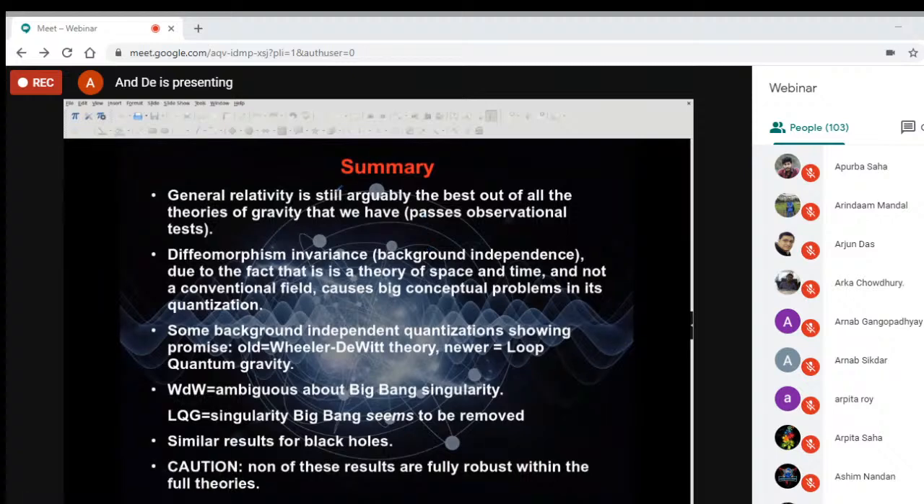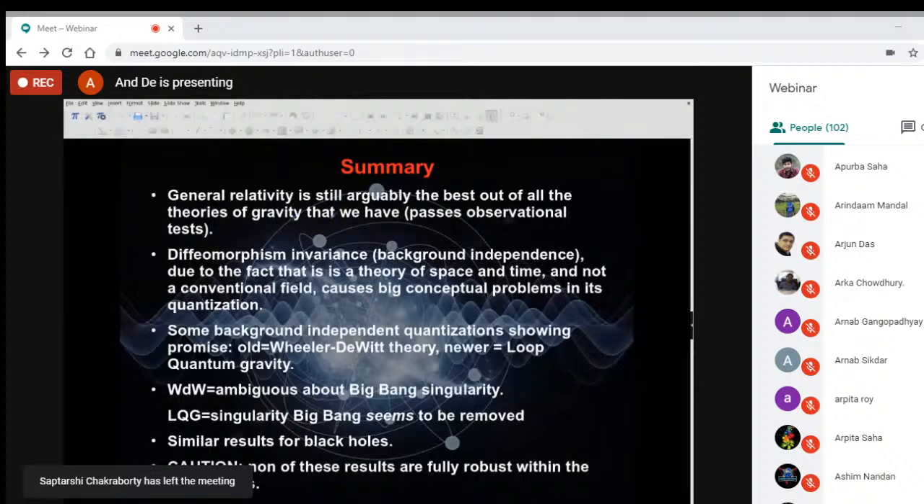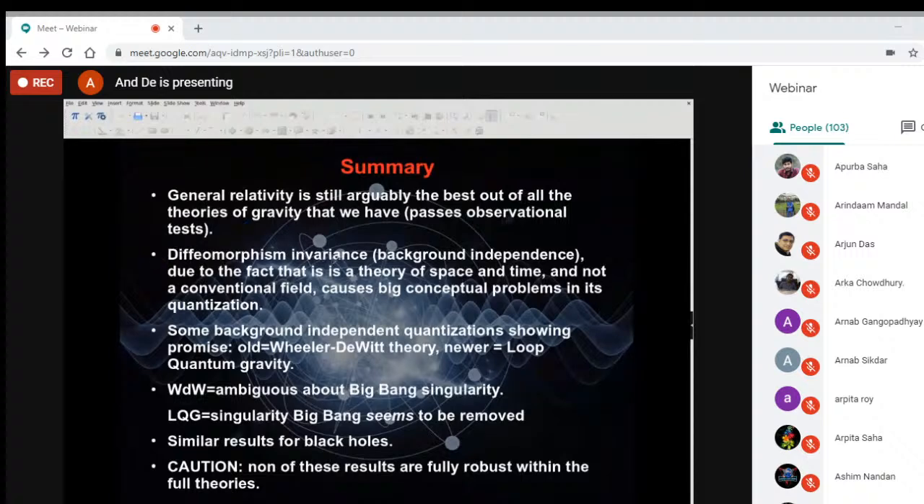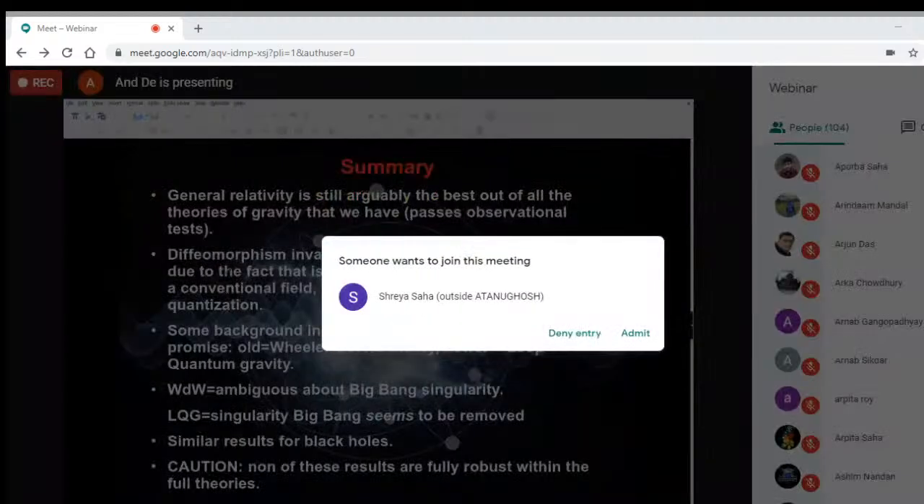Let me just read what is on this slide. General relativity is still arguably the best out of all the theories of gravity that we have. It is a wonderful theory, in my opinion. But there is something called diffeomorphism invariance. This is the idea that general relativity is not a regular field theory, but a field theory of the space and the time on which all other fields propagate. This is called diffeomorphism invariance, sometimes called background independence.